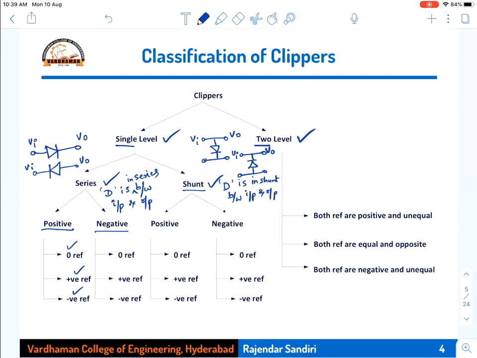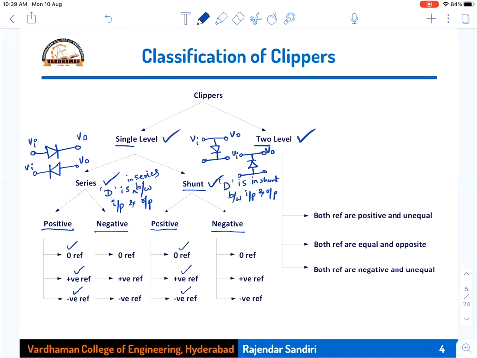And just the position of the diodes is not sufficient to construct the clippers. Even the reference level we have to indicate, above that reference level or below the reference level, which reference level we have to clip off. So the reference levels can be zero or positive or negative. And which portion has to be clipped off, whether the negative portion below that level or the positive portion above that level. So that again gives positive clippers and negative clippers. If it is a positive clipper, again I have above zero reference, above positive reference, above negative reference.